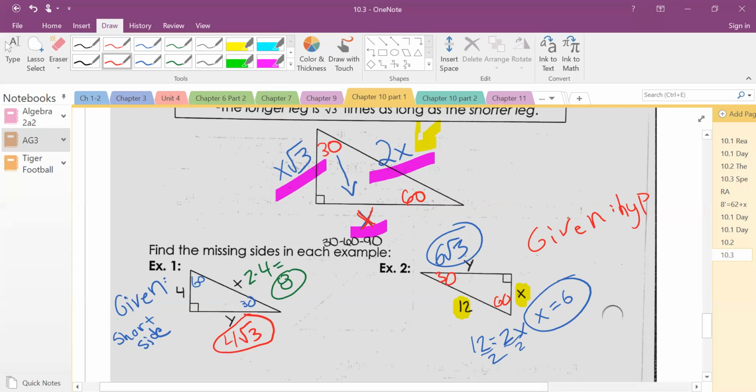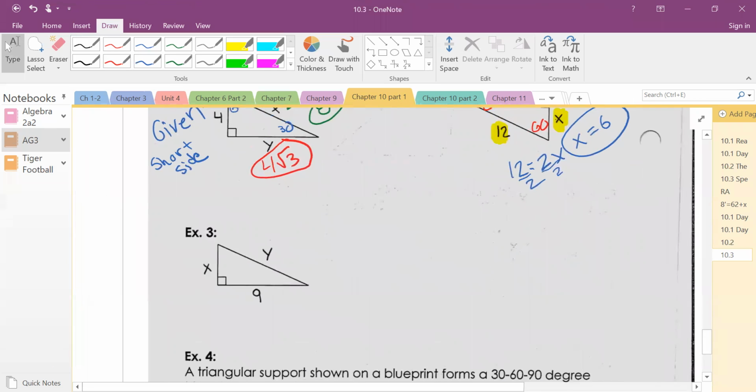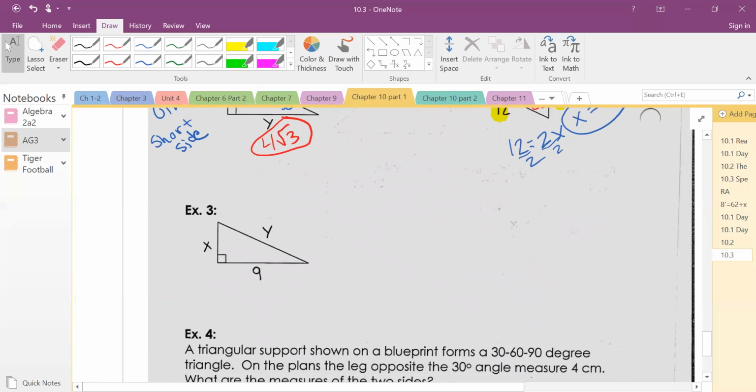Okay, just practice these. That's how you get good at them. These are pretty straightforward. Okay, last but not least, let's do a longer leg one. So we're going to be given the longer leg in this problem. Remember what I said, solve for the shortest leg first. Okay, so we are given the longer leg.